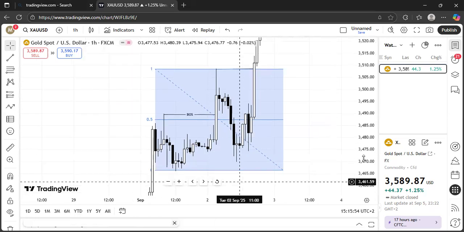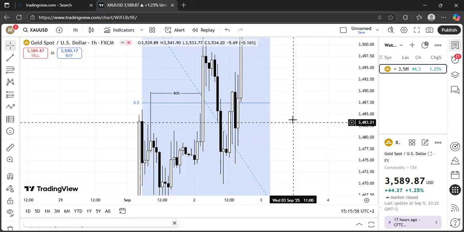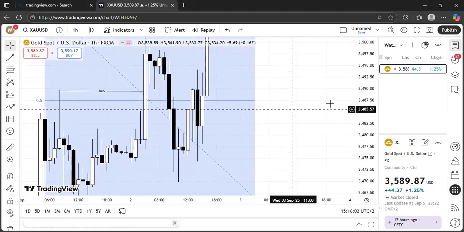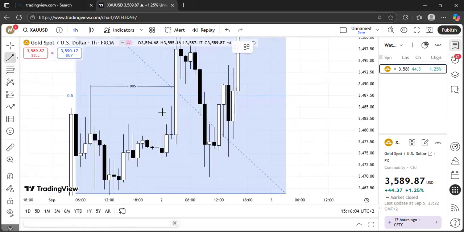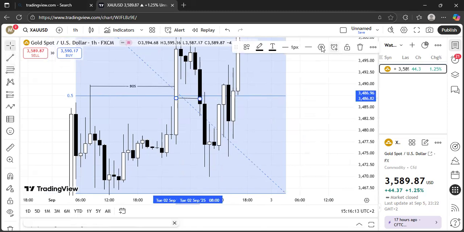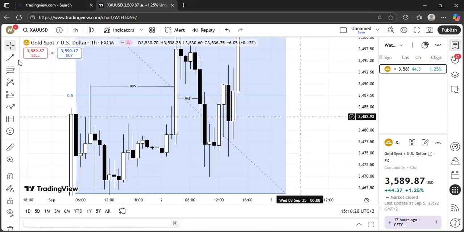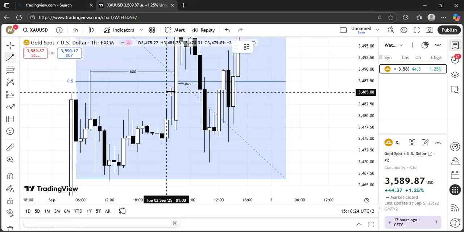So let's mark out our imbalance and our order block. So this also counts as an imbalance. This also counts as an imbalance. So let's just type it out. There's our imbalance. And then since we marked our imbalance, this also counts as our order block.